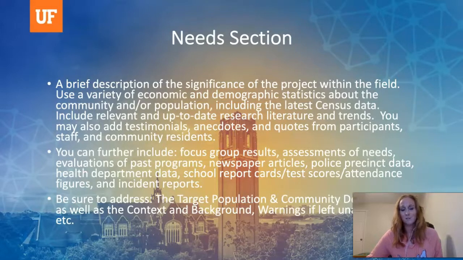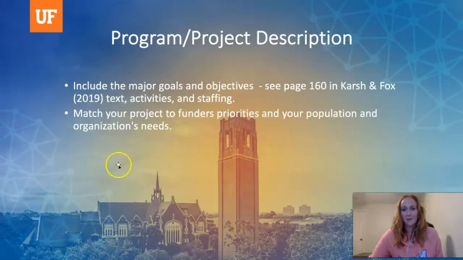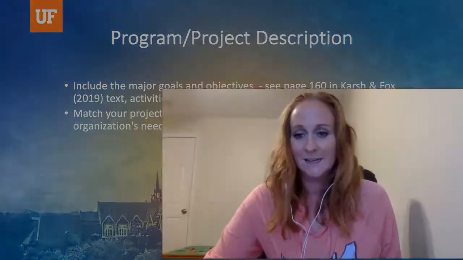So again, the Karsh and Fox 2019 text also helps describe these sections a little bit better too. So just keep that in mind. Program and project description, this is kind of where you can just do some bullet points. Pay attention to page 160 in your book. So again, keep this book really handy. Page 160 will help you on that slide in particular. Okay, so make sure you do that.